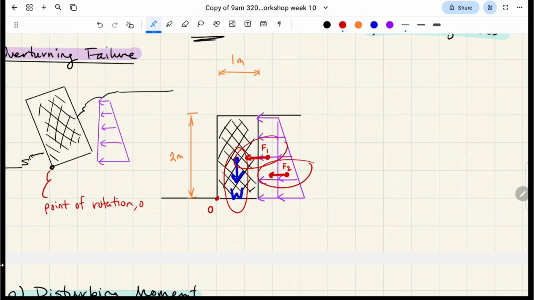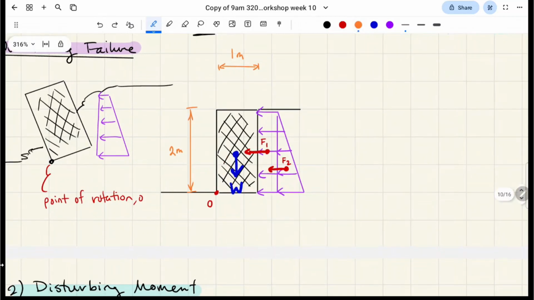So I've broken up the lateral earth pressure into two forces because it's a trapezium. And yeah, if you don't want to do integration, I would recommend breaking up trapeziums into a rectangle and a triangle, because it makes life a lot easier, right? Okay, so let's calculate the lever arms first, okay?